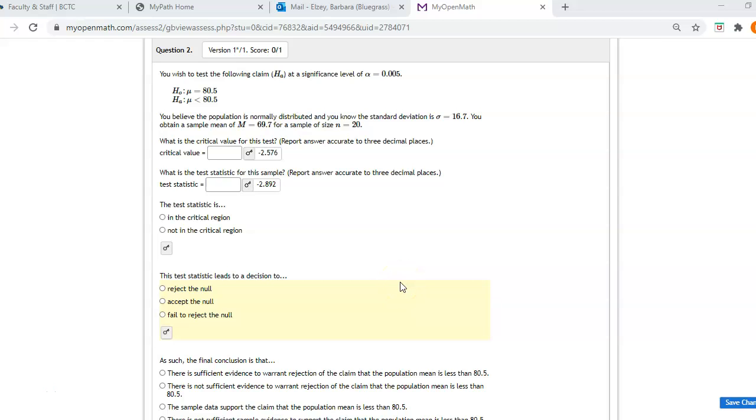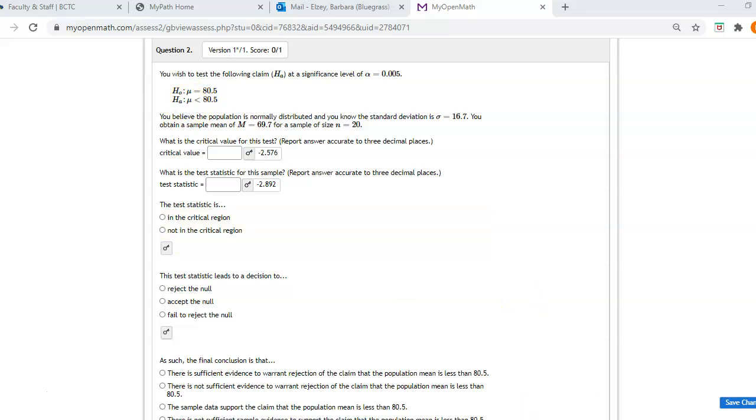Okay, let's take a look at this hypothesis test. You wish to test the following claim: H sub alpha, or our alternate hypothesis, at a significance level of alpha equal to 0.005. Our null is that our mean is 80.5, and our alternate is that the mean is less than 80.5. Since it's less than, think of this as pointing toward the left. Our critical region is to the left.